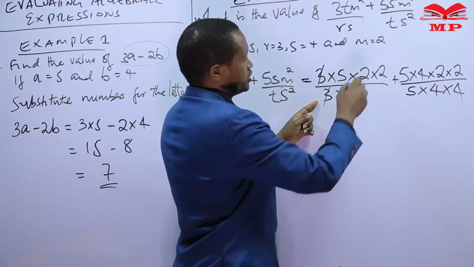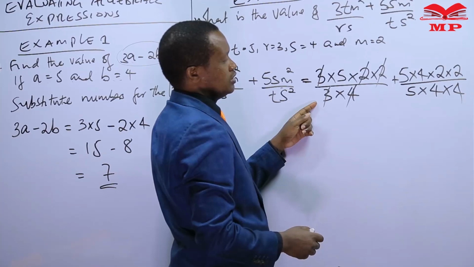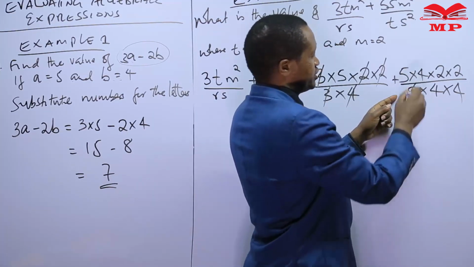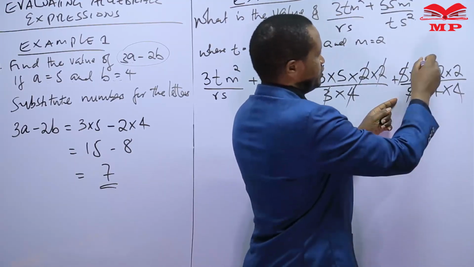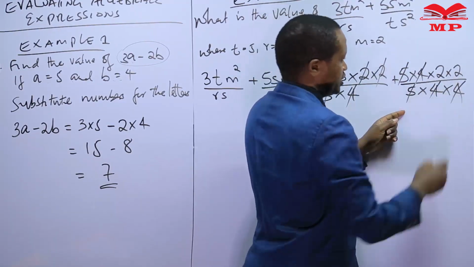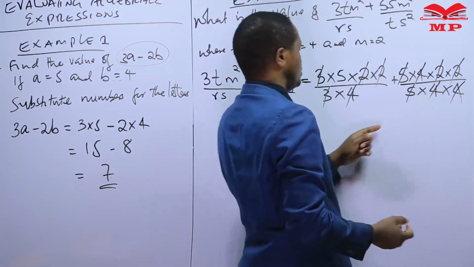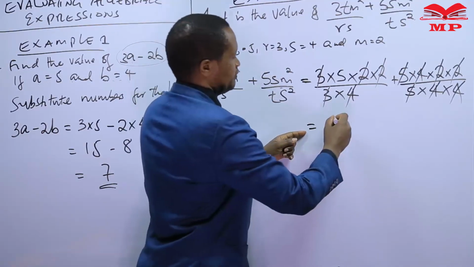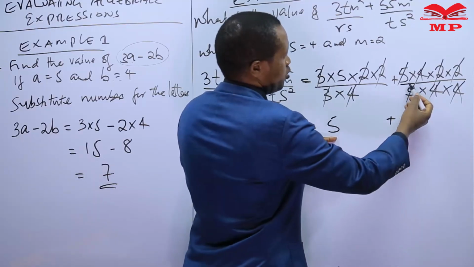This 4 cancels out with this 4. 2 squared is equal to 4. We come here and cancel. This 5 cancels out with this 5. 4 cancels out with this 4. This 4 cancels out with this 4. 2 times 2 is equal to 4. So the answer will be 5, this 5, plus 1.